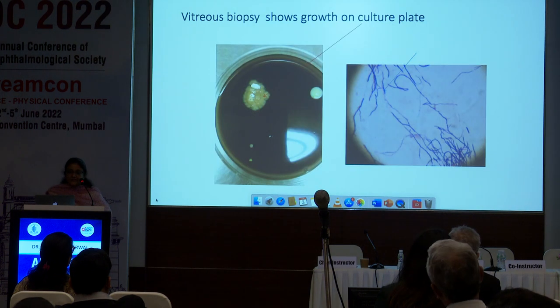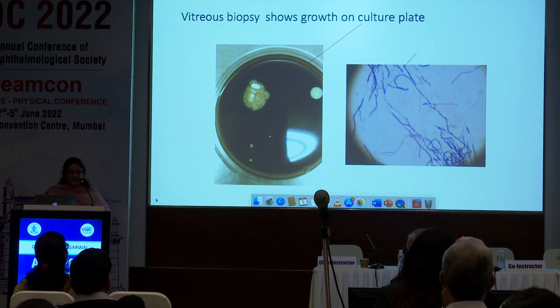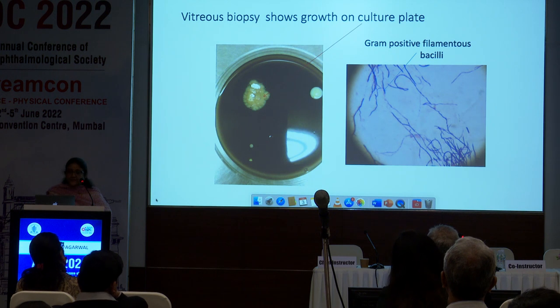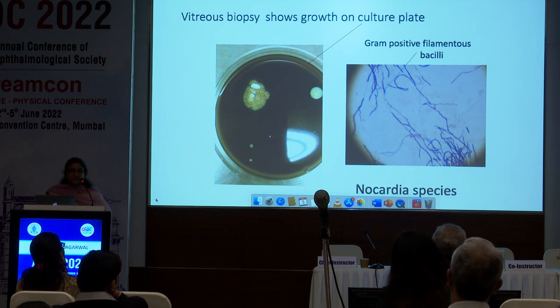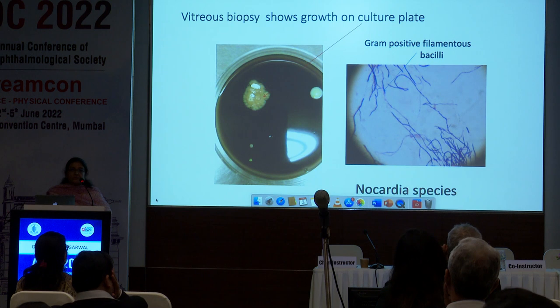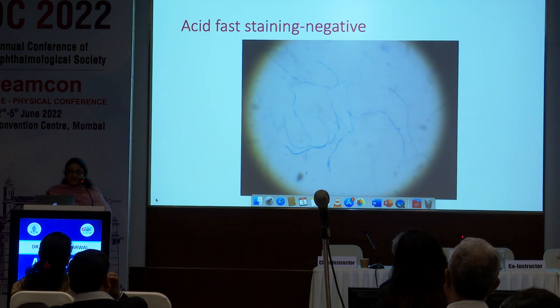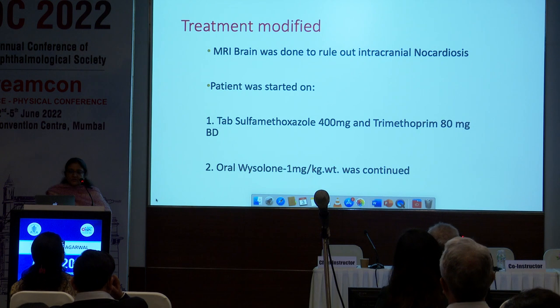And the vitreous biopsy, of course, showed growth on the culture plate, and that was these funny, creamy looking lesions. And on the staining, we had a few gram-positive filamentous bacilli. So this was detected as a Nocardia species, which probably we would have never thought of if we had not done the vitreous biopsy and sent it for a culture. The acid-fast staining, of course, was negative. And the treatment was accordingly modified.